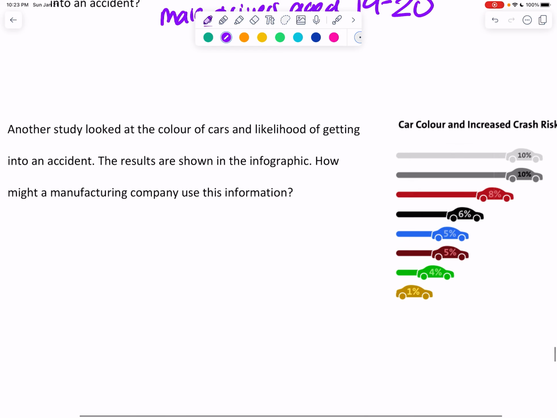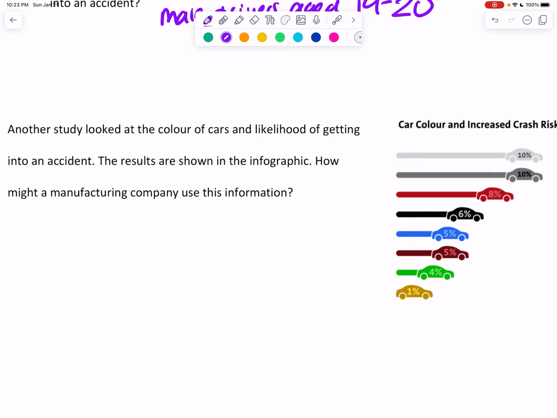Now let's talk about how a manufacturing company might use this information. So put your minds into the perspective of a manufacturing company. You're a business. Any business, their goal is to make money. Now, if there is no car accident ever, then the amount of car sales that exist goes down, right?